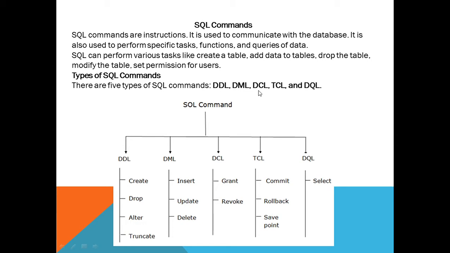You can see that in DDL, the create command, drop command, alter command, and truncate command come under DDL. In DML, the insert command, update command, and delete command come under DML. In DCL, data control language, grant and revoke commands come under DCL. And in TCL, commit, rollback, and savepoint come under TCL. And in data query language, DQL, the select command comes under DQL.